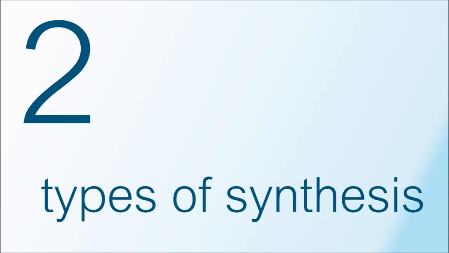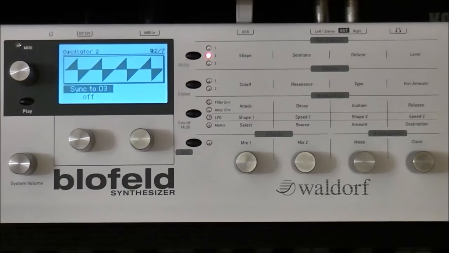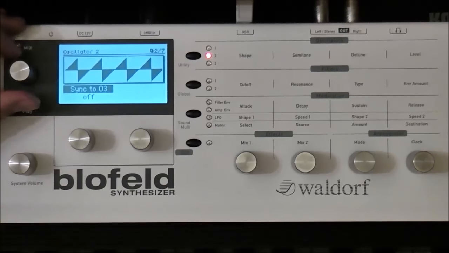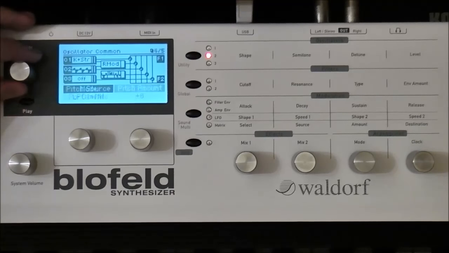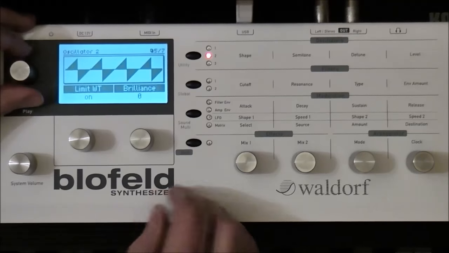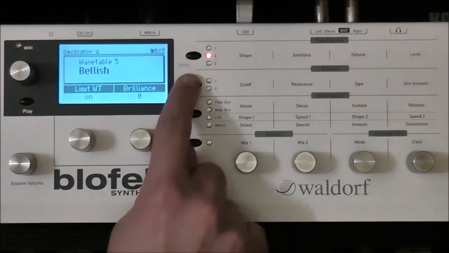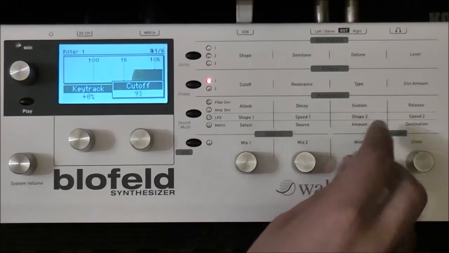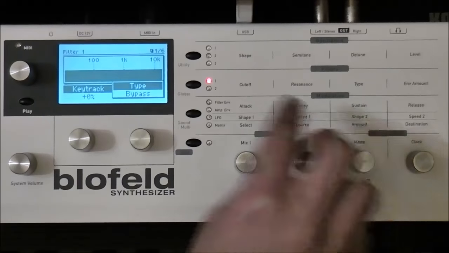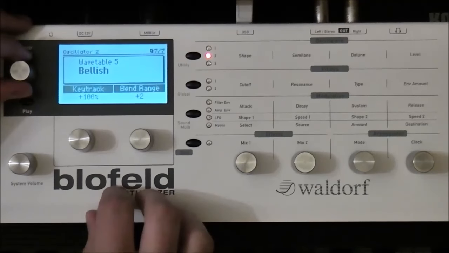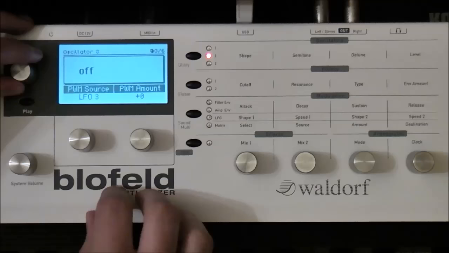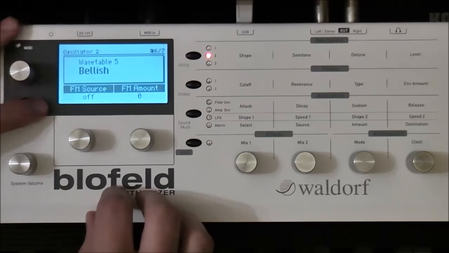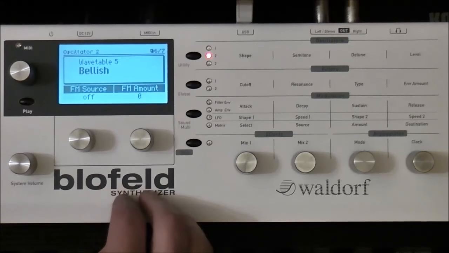2. Types of synthesis. The Blofeld has various types of synthesis inside. Of course, the classical virtual analog engine with oscillator sync and a ring modulator is in the focus. But it also includes a powerful wavetable engine which can be combined with many filter types. Moreover, the Blofeld allows massive frequency and amplitude modulations with the oscillator menu pages and the modulation matrix together with audio range LFOs.